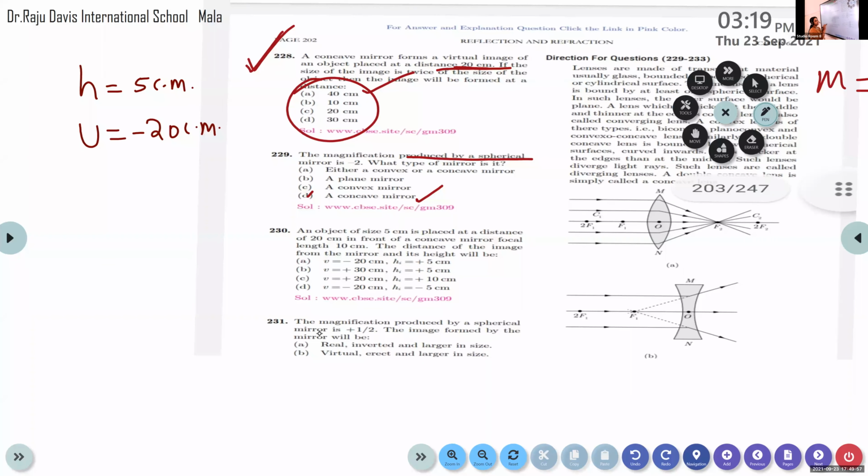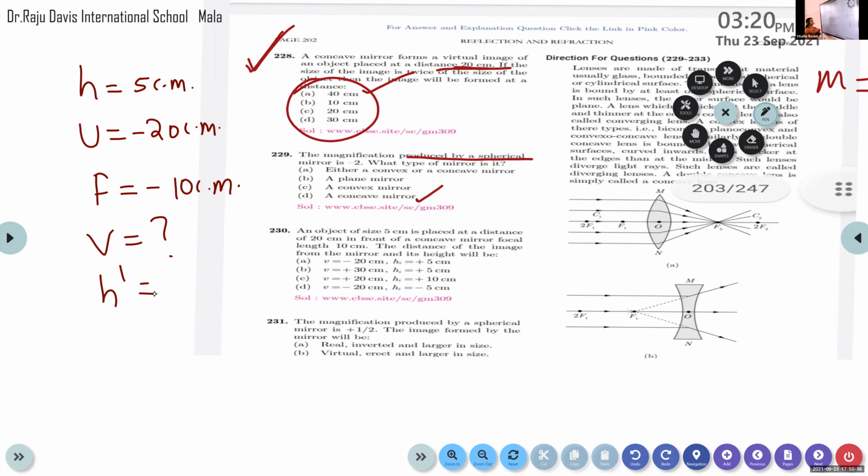Then the concave mirror has focal length 10 centimeter. So focal length is given. F is equal to 10 centimeter. Is it right? Focal length of a concave mirror is -10 centimeter. Very good. Since it is a concave mirror, the focal length of a concave mirror is always negative. So here we want to calculate the image distance V and the height of the image H dash.